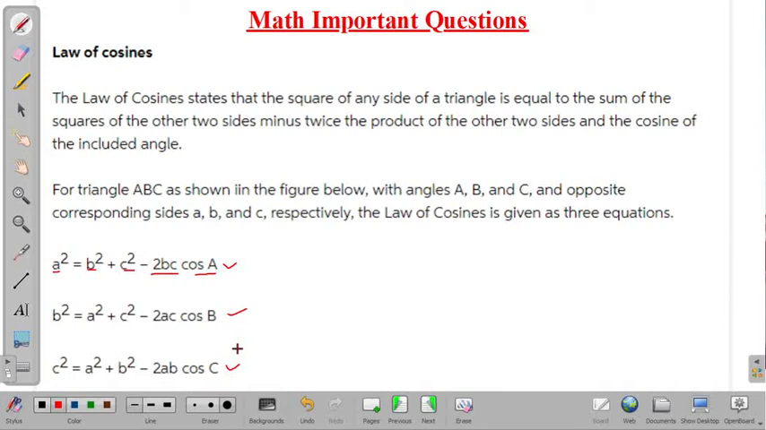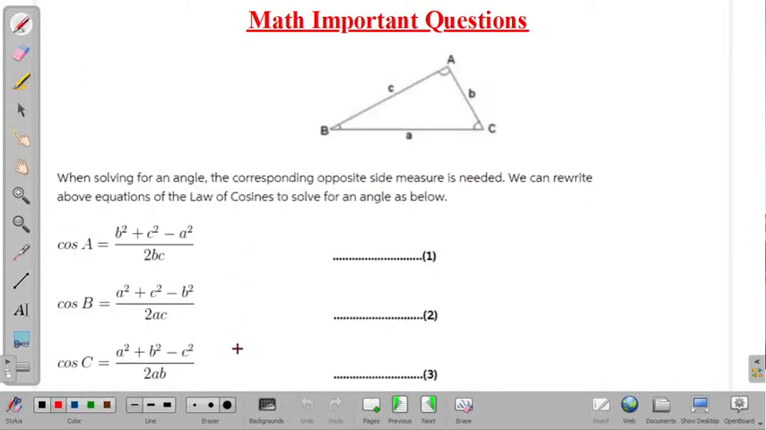It is better to rewrite the equations in this form because we have to find the angle. So cos A equals b square plus c square minus a square by 2bc. Cos B equals a square plus c square minus b square by 2ac, and cos C equals a square plus b square minus c square by 2ab. So we have just rearranged the law of cosines.